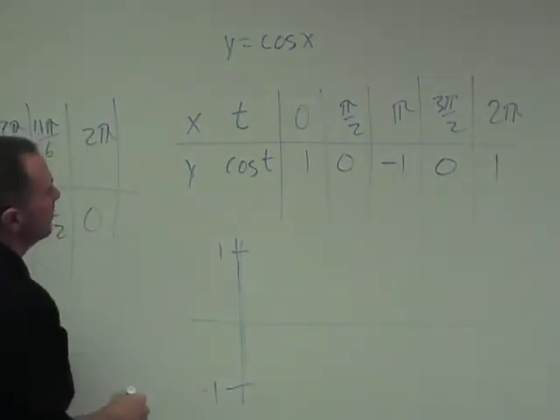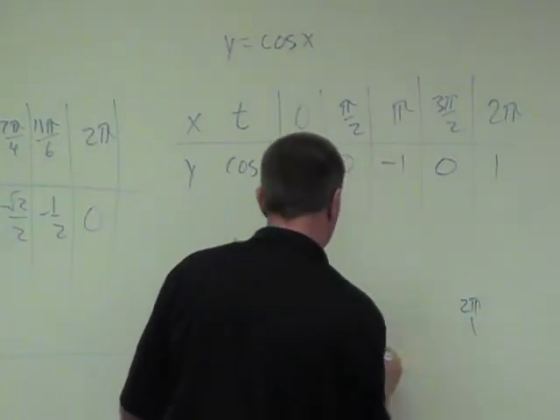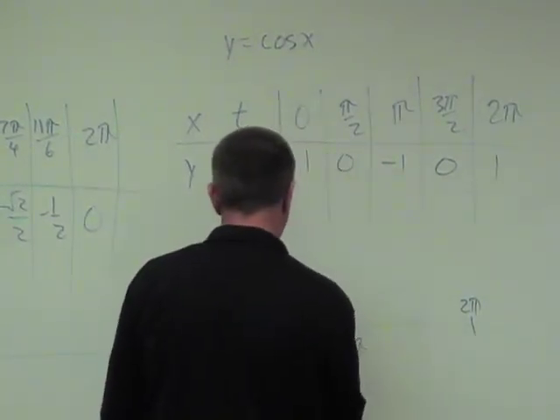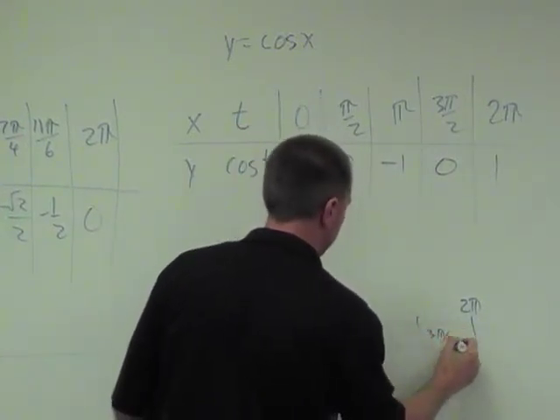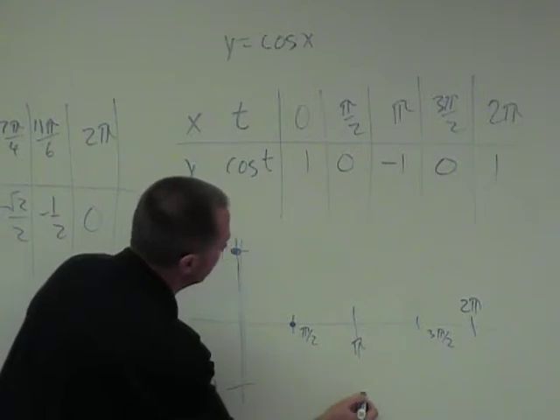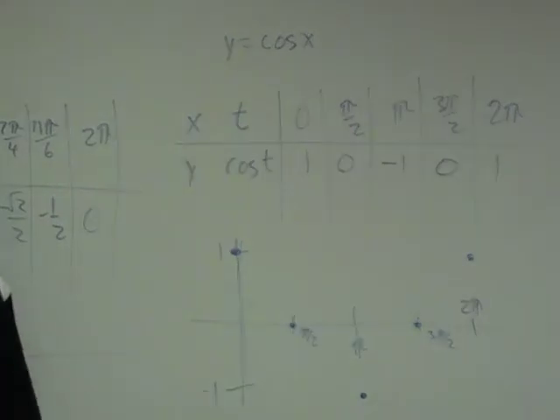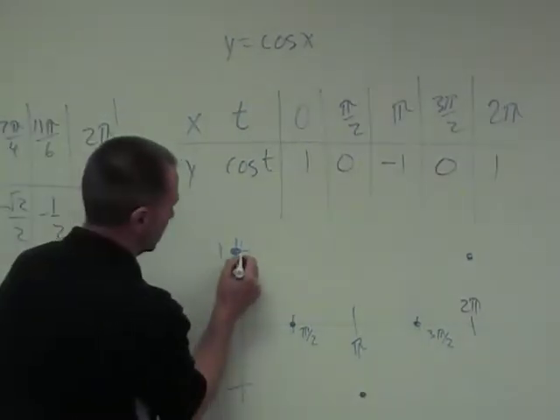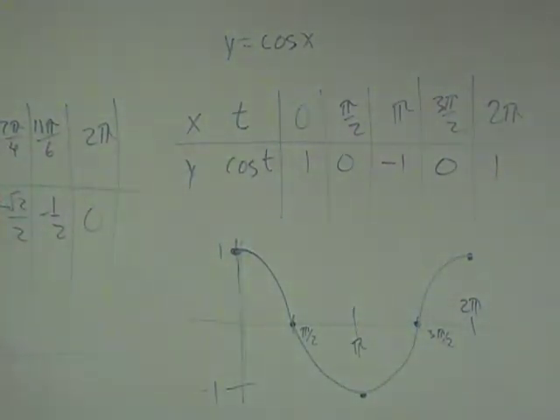Alright, let's graph this. 0, 1. We're going all the way to 2 pi, so we'll put 2 pi right here. Split it in half, that's pi. Split that in half, that's pi over 2. And that in half, that's 3 pi over 2. Our points are at 1, 0, negative 1, 0, and 1 again. The cosine is a wave just like the sine, except it starts up here and goes down, back up, and over. It is identical to this except it's shifted. Okay?